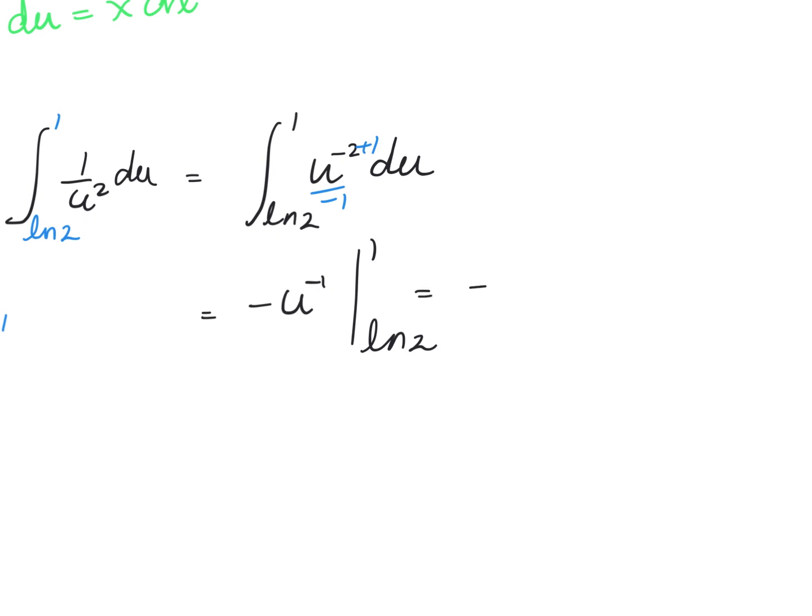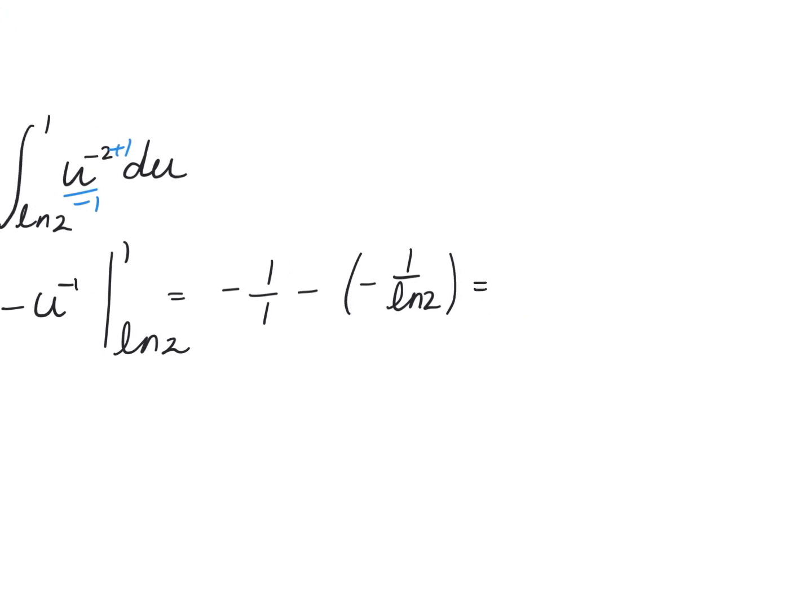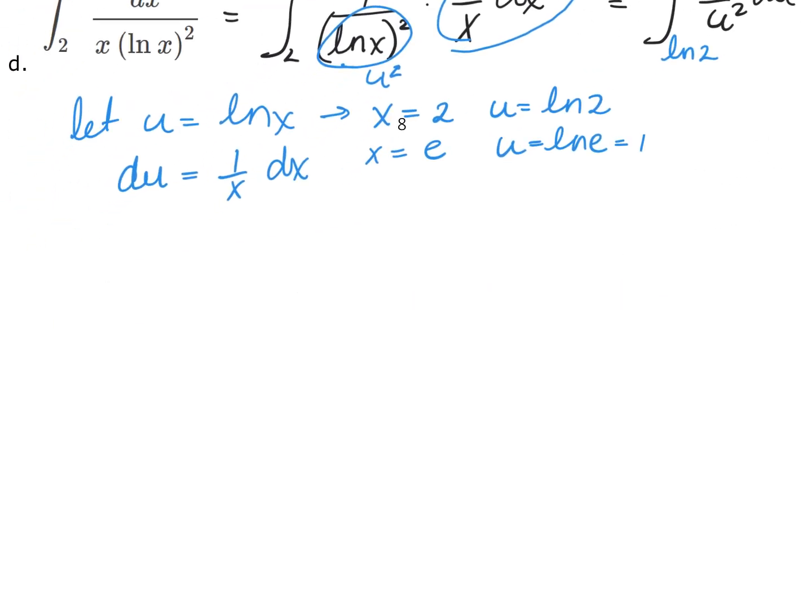which gives me negative 1 over 1 minus a negative 1 over the natural log of 2. So I end up with negative 1 plus 1 over the natural log of 2, and that is my final answer. I'm going to leave it just like that.